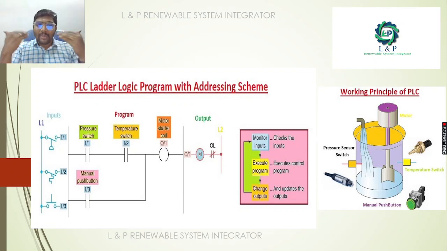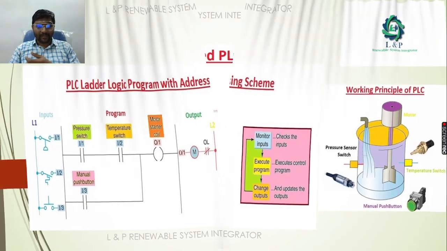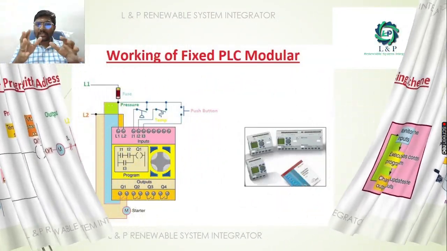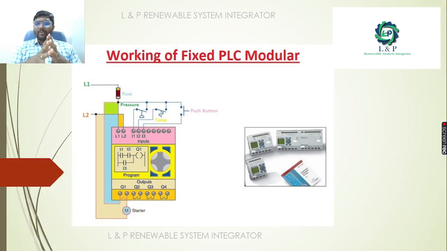Based on the different manufacturer, this addressing schema will differ. Now when we get into the output, for the output coil also we need to assign an output address. Now we have given a generalized address, but based on the different manufacturers, Siemens, Allen Bradley, Delta, GE Fanuc, Mitsubishi, the addressing methodology will be different. So this is a simple example of how a fixed modular PLC looks like.